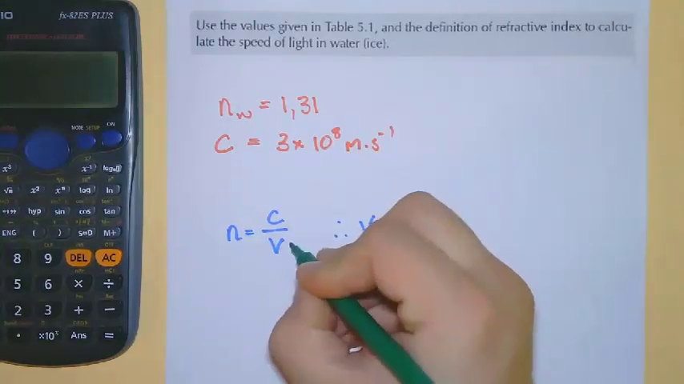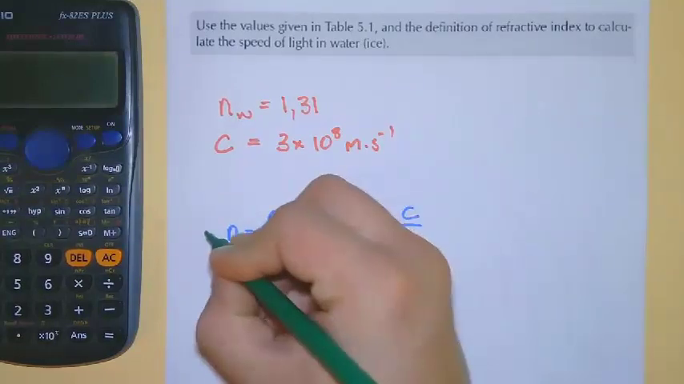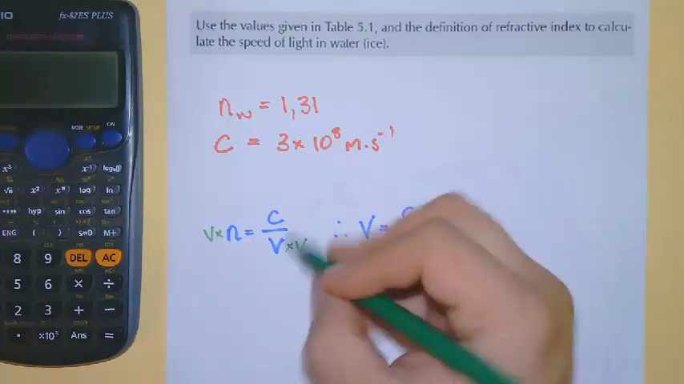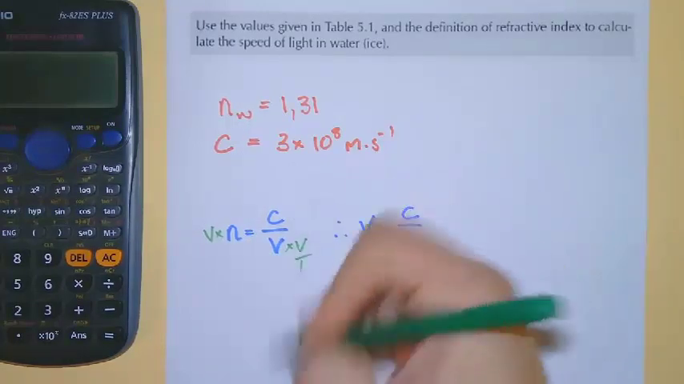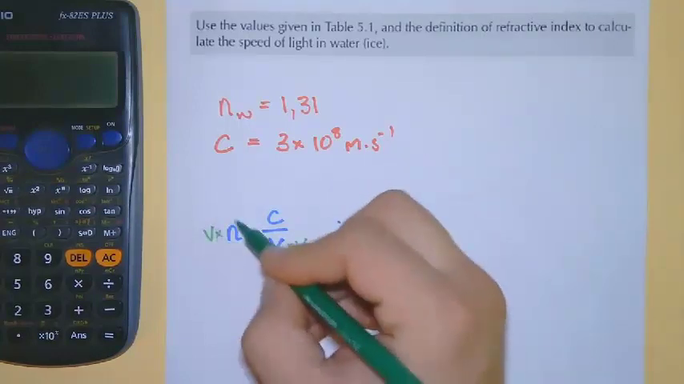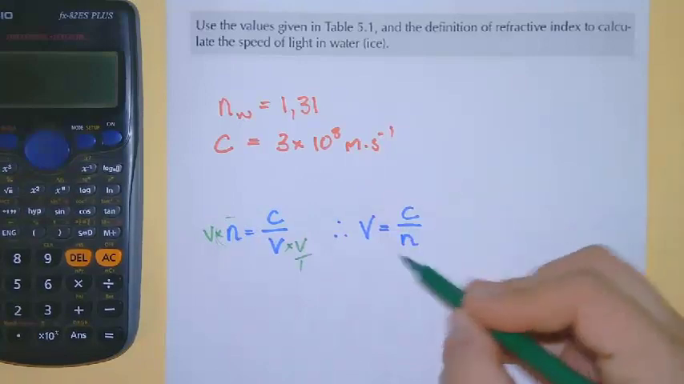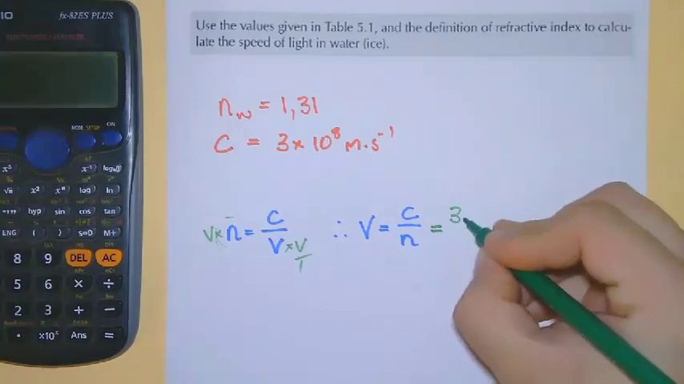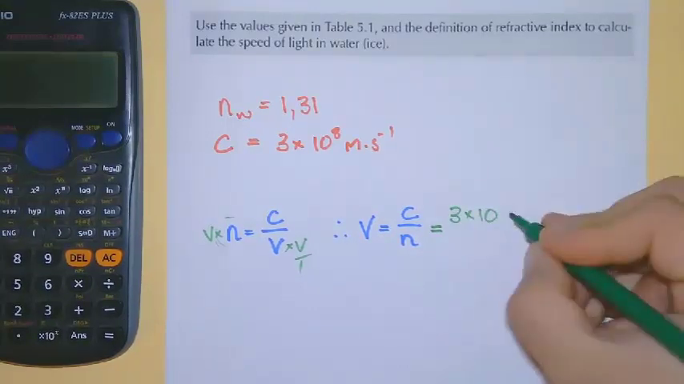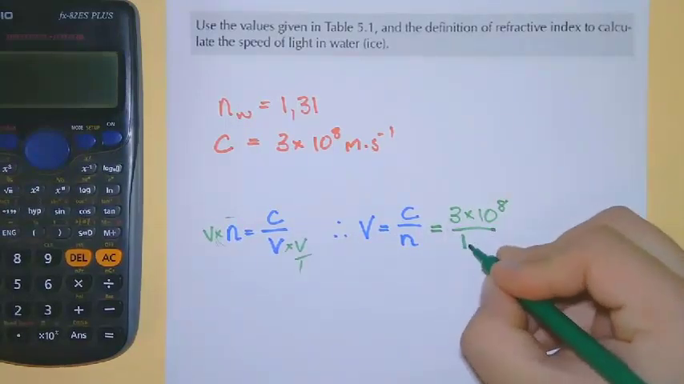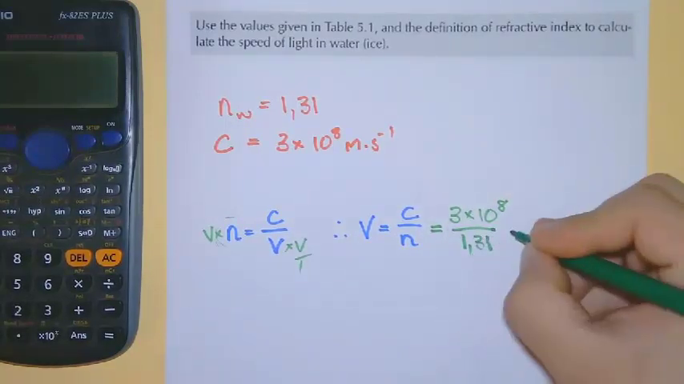So to get rid of this one, we're going to multiply by v and multiply by v so that they can cancel. We're multiplying here by v over 1 and there by v over 1 so that they cancel out, but then on that side we're also multiplying by n. That's why we're dividing by n on this side. So now we can substitute in our values. We have 3 times 10 to the power of 8 meters per second divided by the refractive index, which is 1,31. Now we can calculate this value.